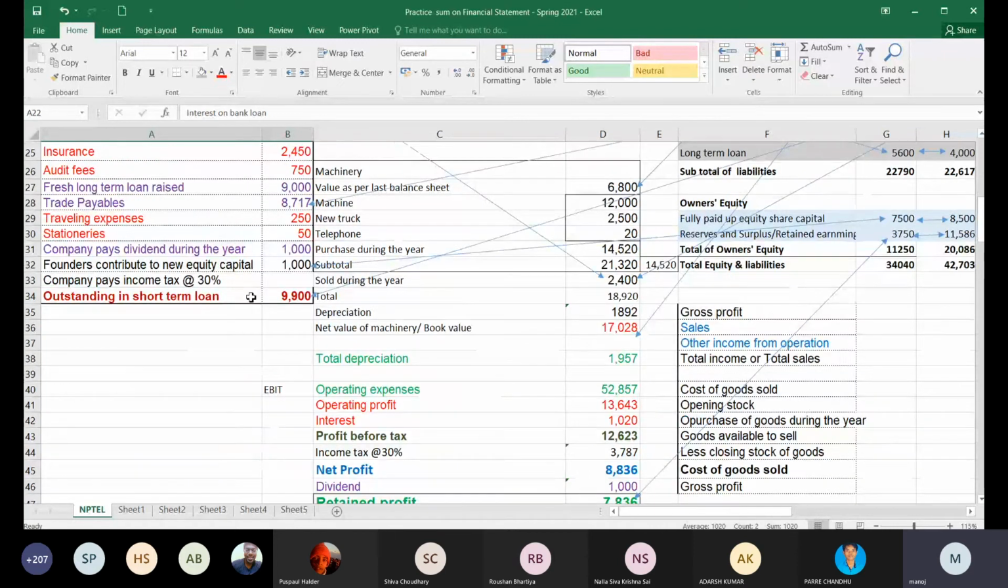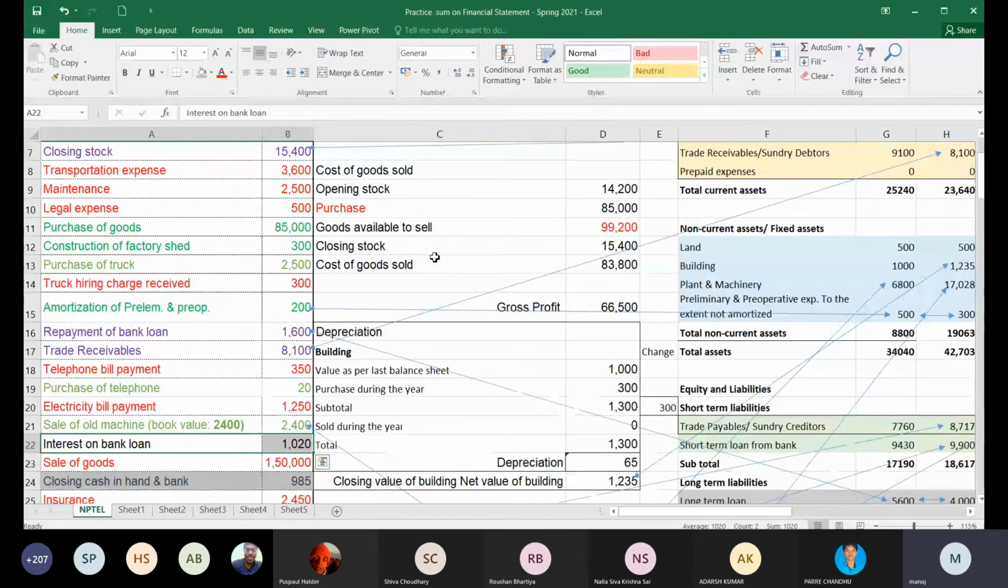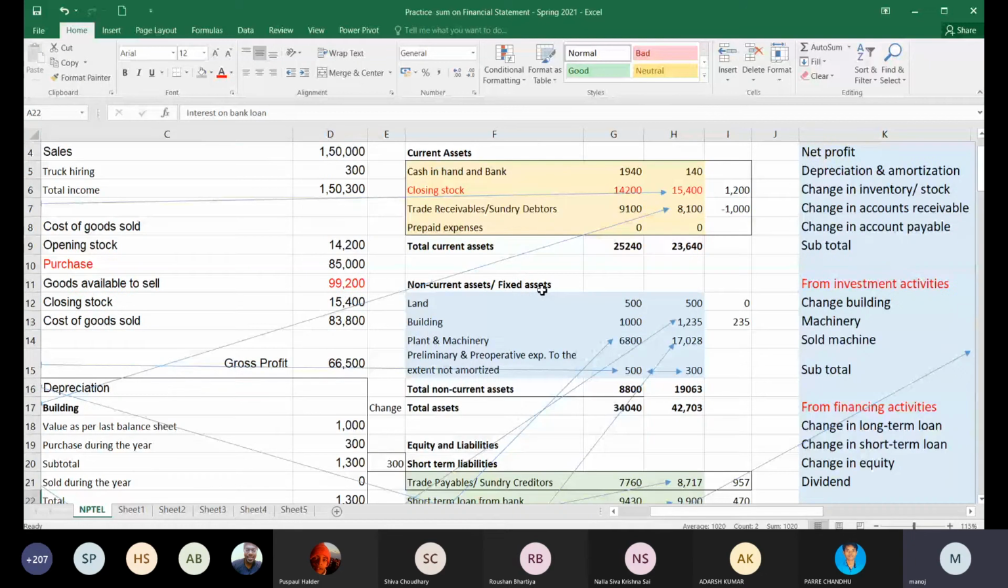You must remember this. Now, the first thing that you do is estimate depreciation, not really gross profit. First thing you do is estimate depreciation. So to estimate depreciation, you have to go to the previous year's balance sheet and see what the long-term assets are. Here, non-current assets are the long-term assets. What are there? Land is there. I said land should not be depreciated. Building is there. Building should be depreciated. Plant and machinery is there. That should be depreciated.